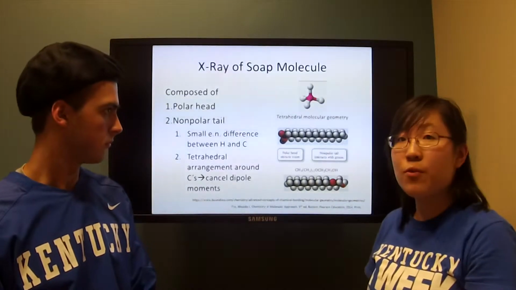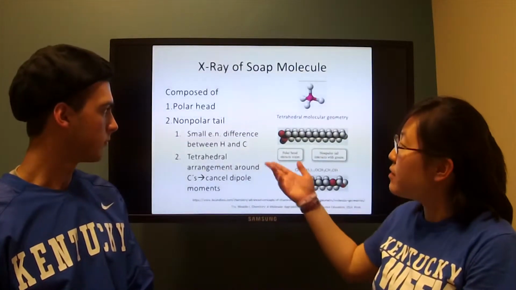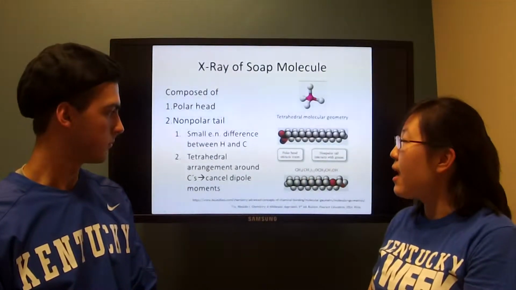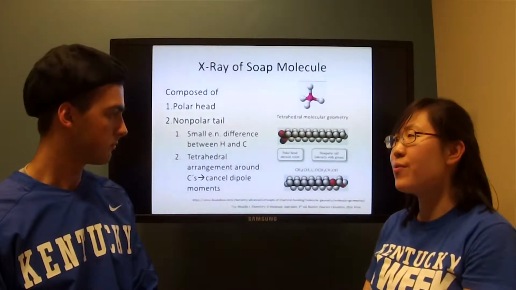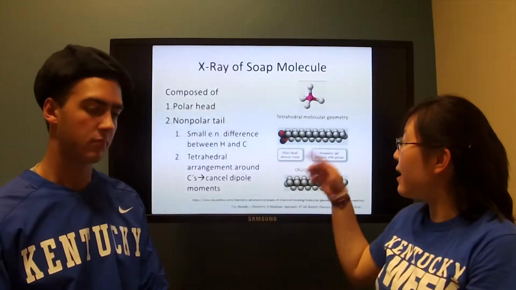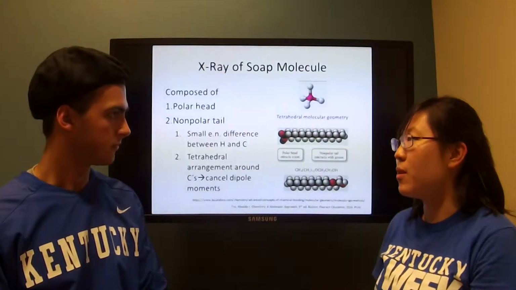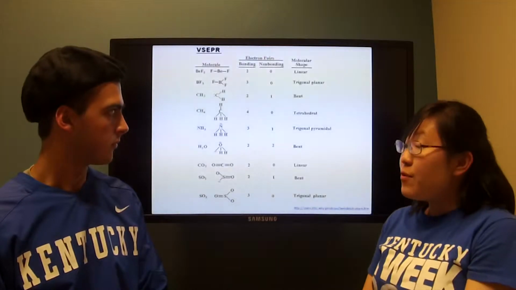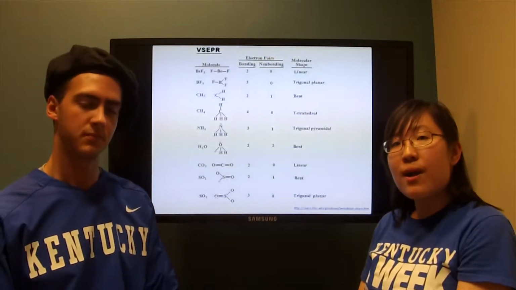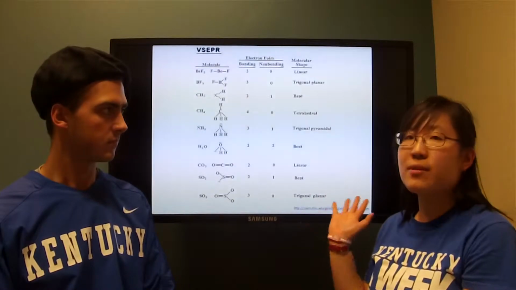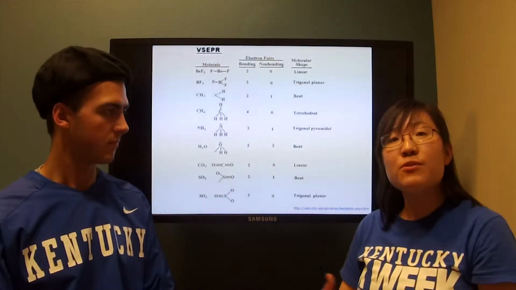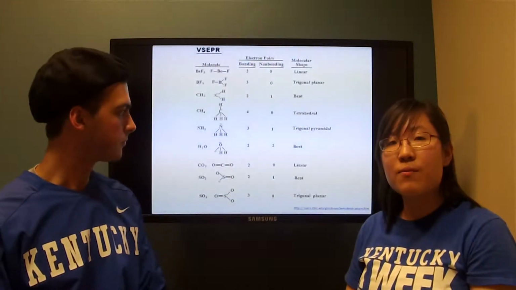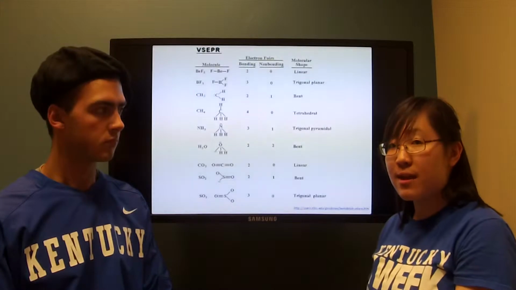Why is that tail nonpolar? The reason is, first of all, there's only a small electronegativity difference between the hydrogens and carbons, and second of all, the tetrahedral arrangement around the carbons in that tail cancels out any small dipole moments. So what is a tetrahedral arrangement? If you continue your studies of Lewis structures, you'll get into a study of VSEPR theory, which helps you to determine the 3-dimensional structure of the actual molecule based on your bonded and non-bonded electron pairs.